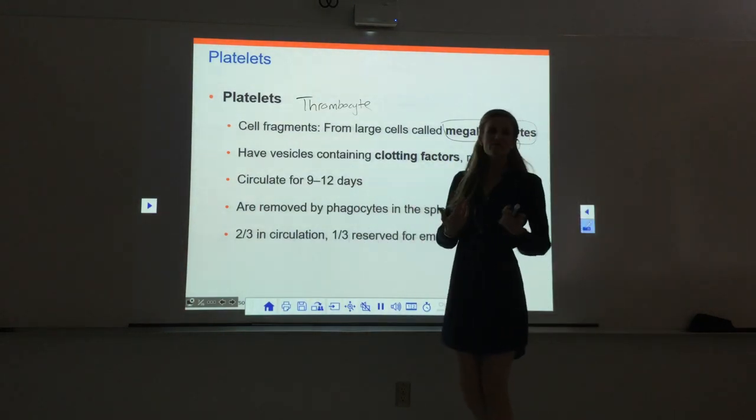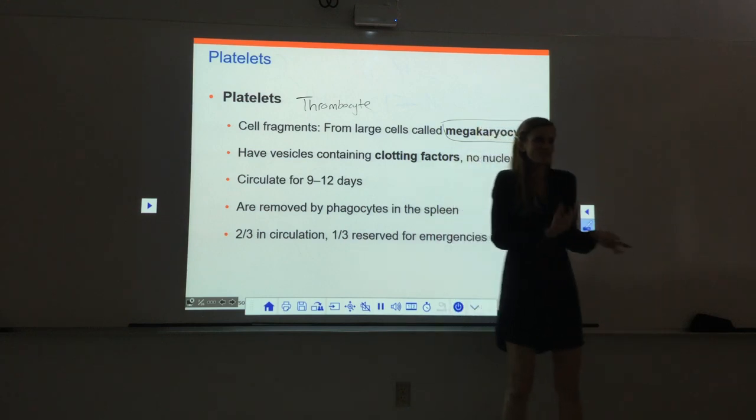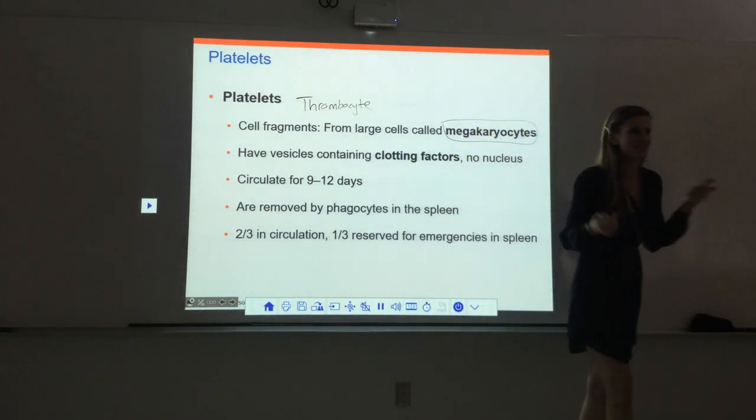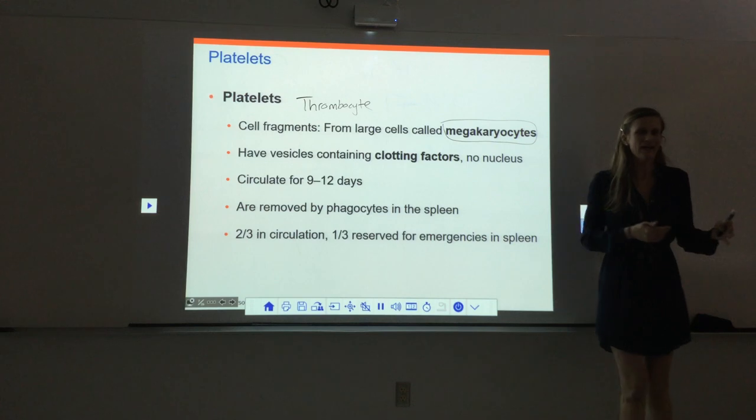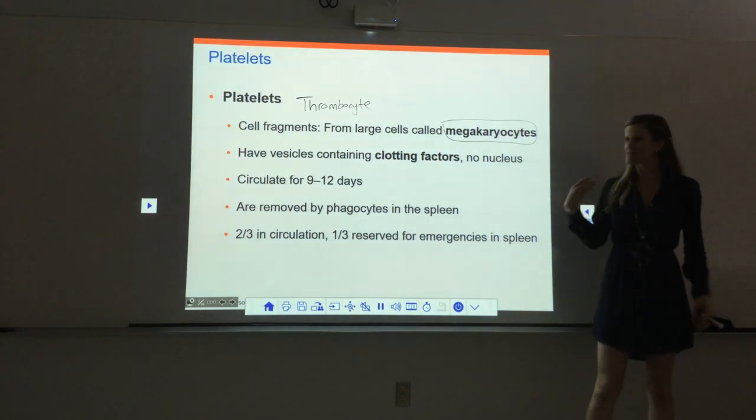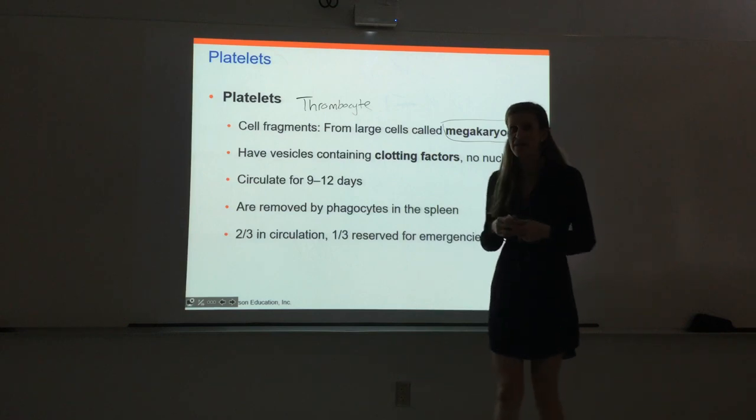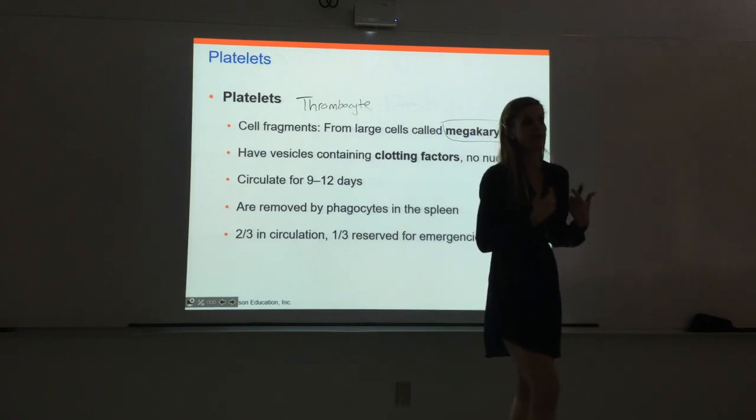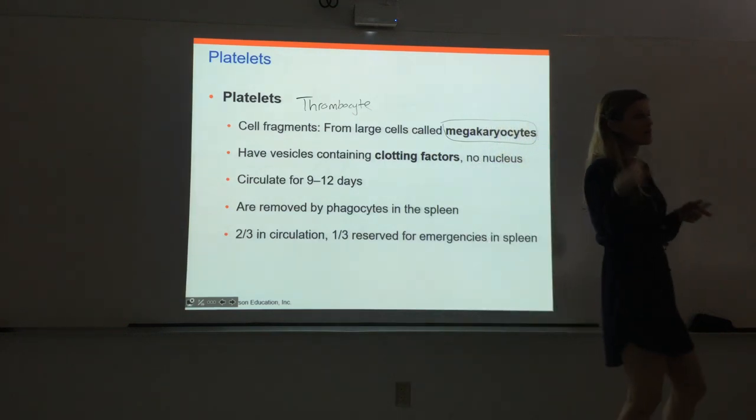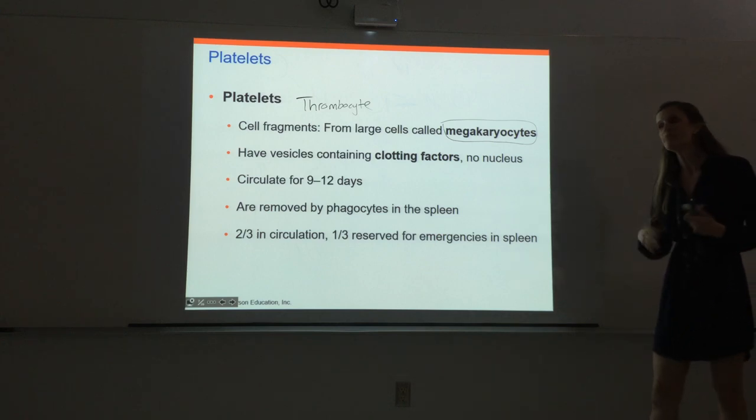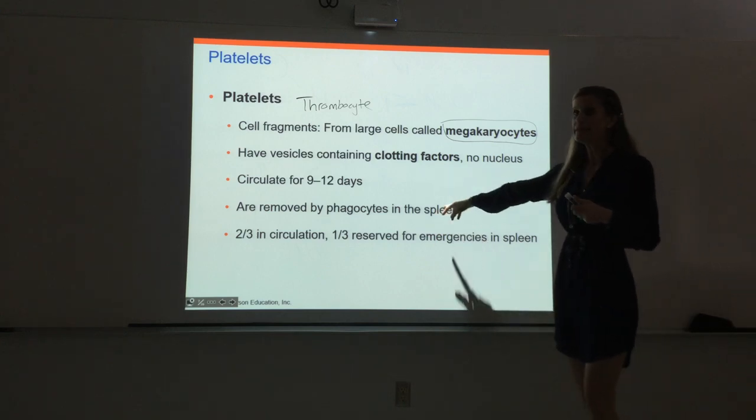They have a pretty short lifespan, okay, because of this. Again, there's no way to repair themselves or anything. They don't really have any mechanisms to replace proteins or phospholipids or anything like that. So they only circulate for about 9 to 12 days before they're removed by phagocytes. Phagocytes will engulf and remove them, mostly in the spleen.